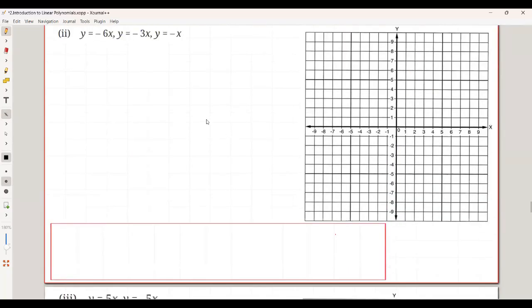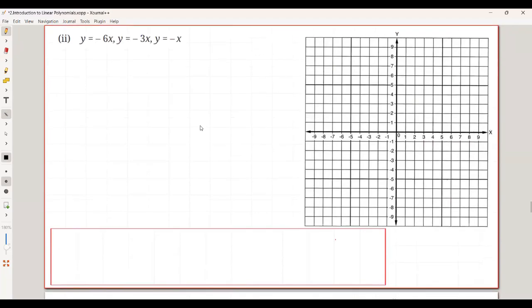Second question is given. y is equal to minus 6x, y is equal to minus 3x, y is equal to minus x. By seeing the equation itself, we will come to know. Here the A value is negative, less than 0, less than 0, less than 0. That means this is going to represent linear decay. And here also we don't have a B value. B value is missing. So that means this also will pass through the origin. Make sure that your graph passes through the origin and this will be linear decay.